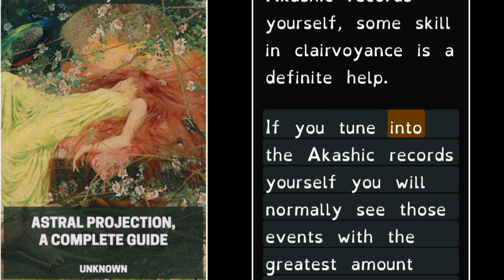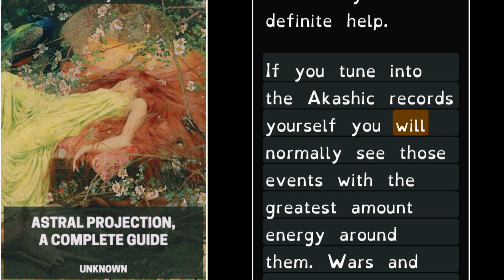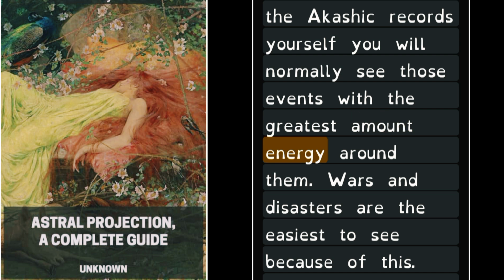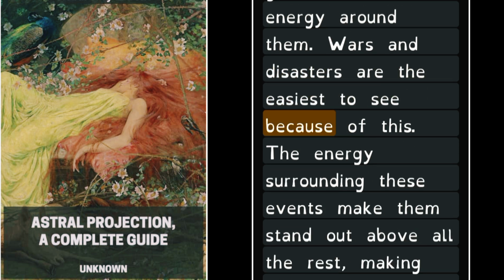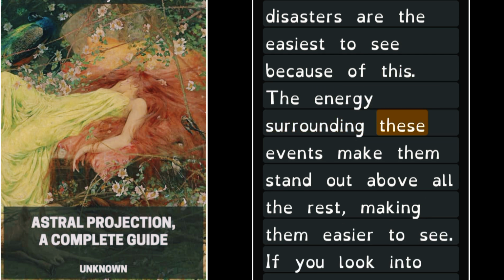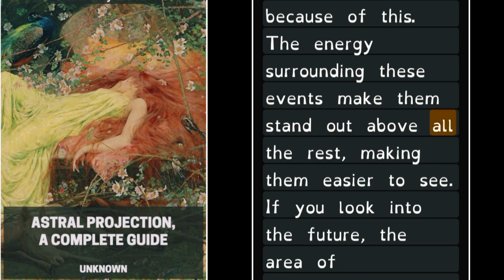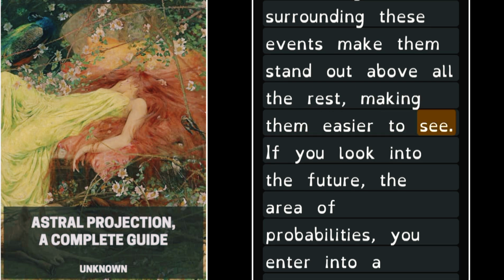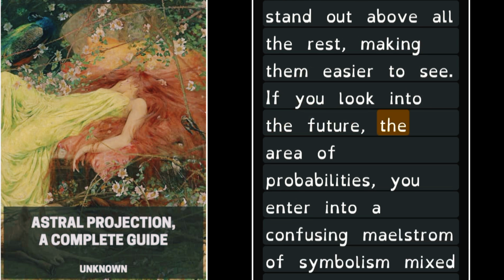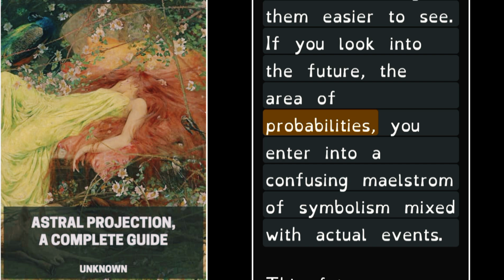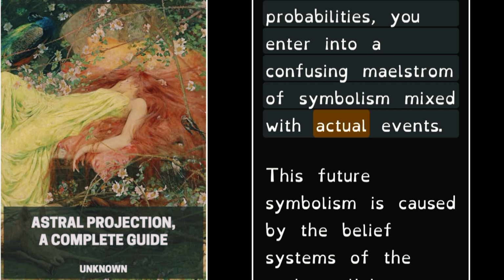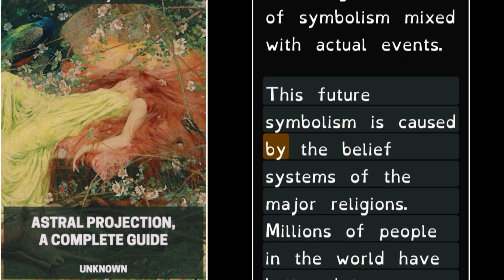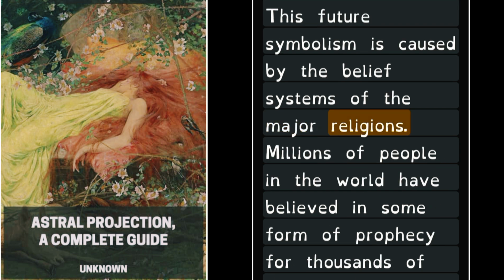If you tune into the Akashic Records yourself, you will normally see those events with the greatest amount of energy around them. Wars and disasters are the easiest to see because of this. The energies surrounding these events make them stand out above all the rest, making them easier to see. If you look into the future, the area of probabilities, you enter into a confusing maelstrom of symbolism mixed with actual events. This future symbolism is caused by the belief systems of the major religions.